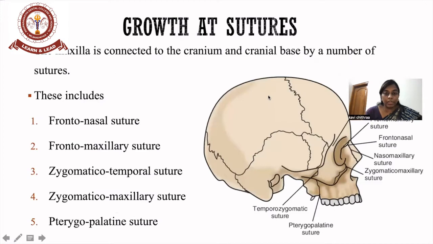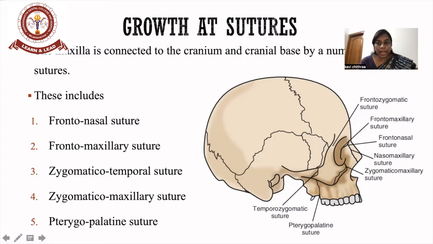So let's cover the first topic, which is growth at the sutures. The maxilla is connected to the cranium or the cranial base by a number of sutures. The sutures are the frontonasal suture, the frontomaxillary suture, the frontozygomatic suture, the zygomatico-temporal suture, the zygomatico-maxillary suture, and the pterygopalatine suture. These sutures are all oblique in direction, and they are more or less parallel to each other, which is why it allows the maxilla to grow downwards and forwards.